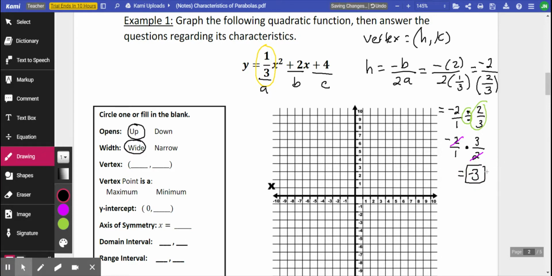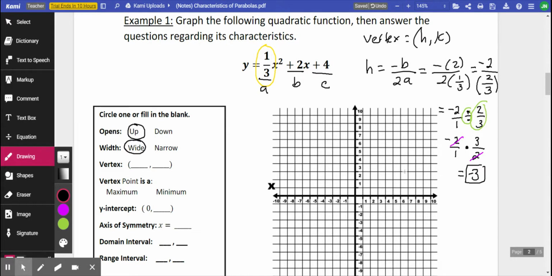I could have done this a different way, but I wanted to bring back something you learned in the past. You could have also said in the beginning of the problem that the negative 2 and the negative 2 cancel, and then basically just take that 1 divided by 1/3, which will give you just negative 3. Whichever way you do it, it'll give you the same answer.